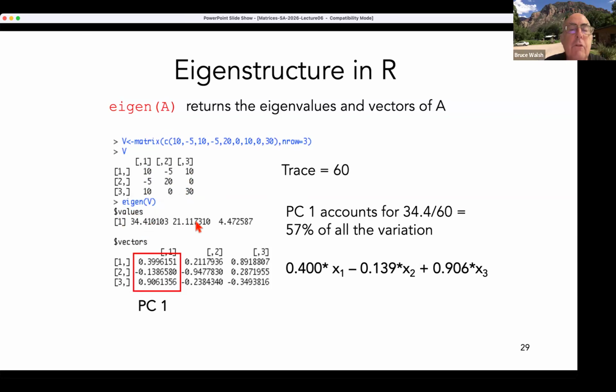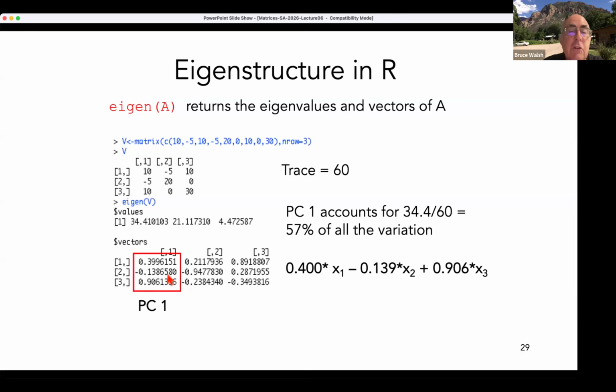First eigenvalue is 34, second is 21, and the final one is here. These are the weights that give you the first eigenvector. It's also called PC1. This is the second eigenvector, third eigenvector. How do we interpret this? Trace is 60. That means the total amount of variation is 60. If I make a linear combination where the squared weights sum to 1, I can never make that larger than 60. So PC1 is 34.4 divided by 60. The linear combination given by these weights accounts for 57% of all the variation in here.